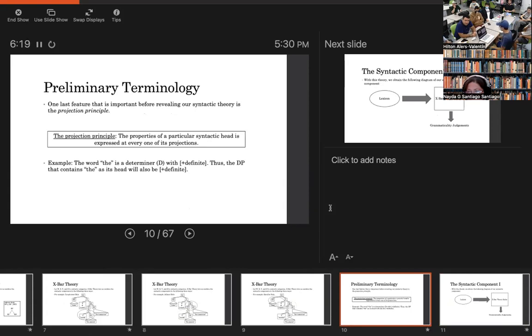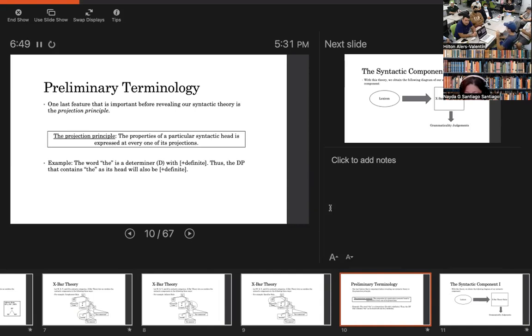So this is just more of this preliminary terminology. One last feature that we want to mention is the projection principle. So here it states that the properties of a particular syntactic head is expressed at every one of its projections. Remember the projections being the phrase, the bar, and the head, right? So like TP, T-bar, and T-head, right? The example here kind of shows this off pretty well. So we think of the word "the." "The" is a determiner. And we know that "the" is a definite determiner. It defines a particular entity, right?